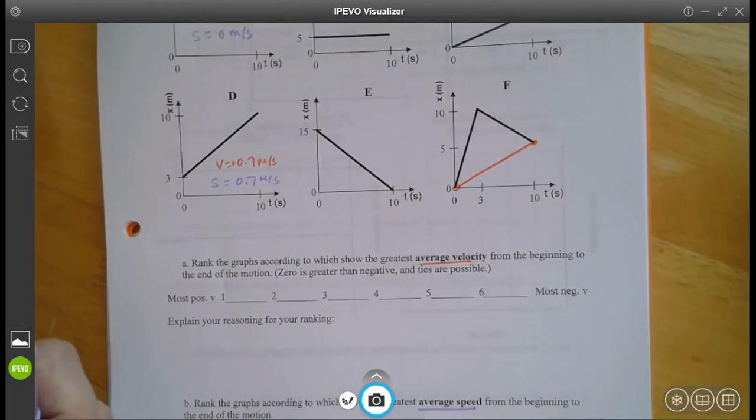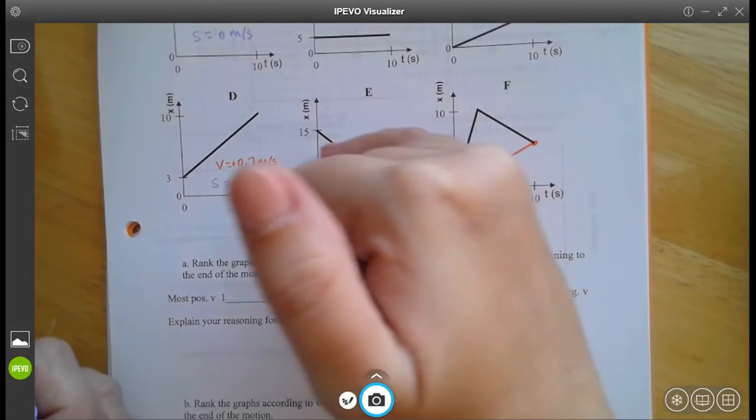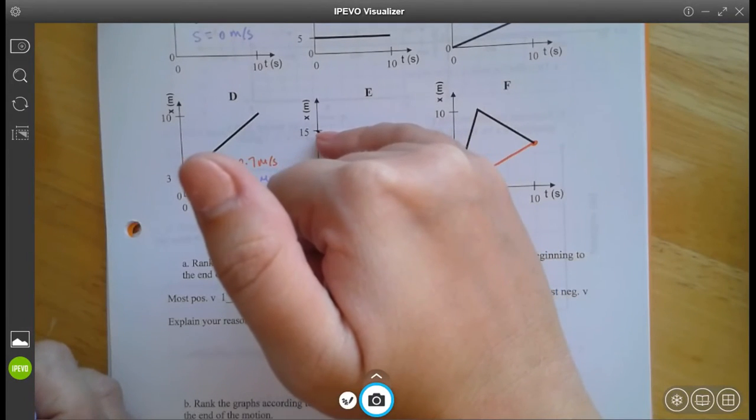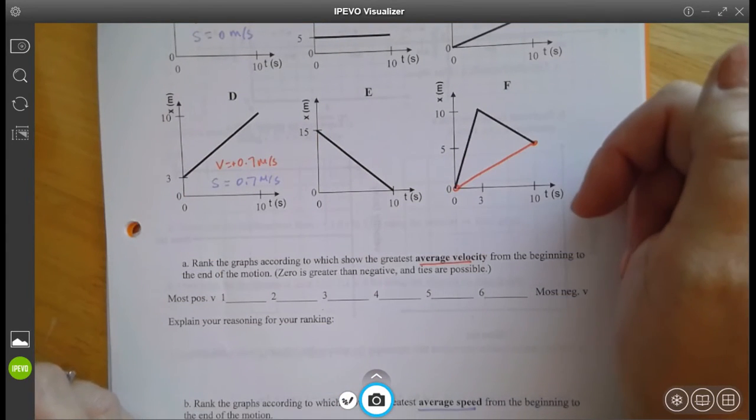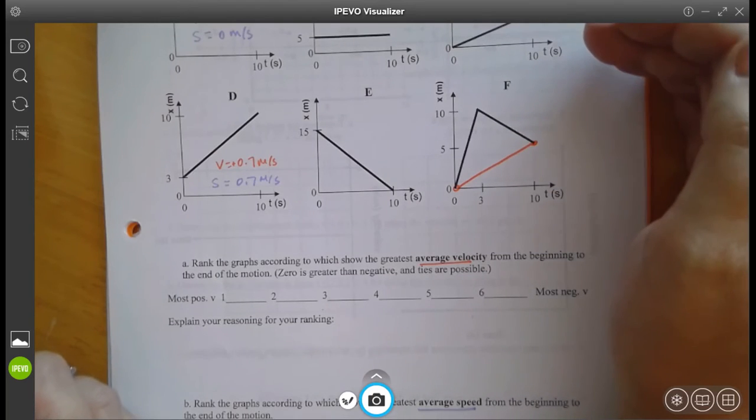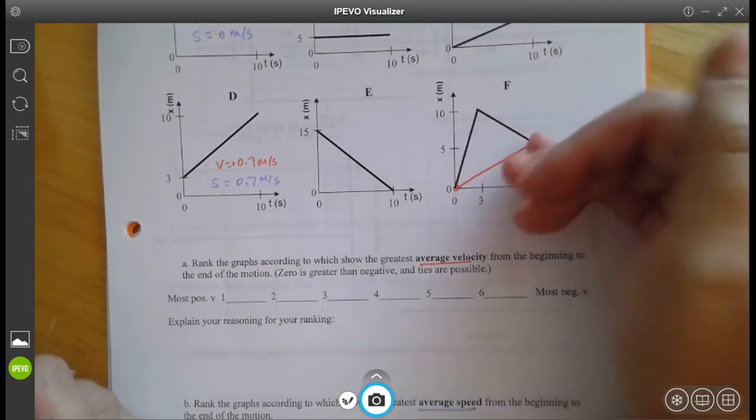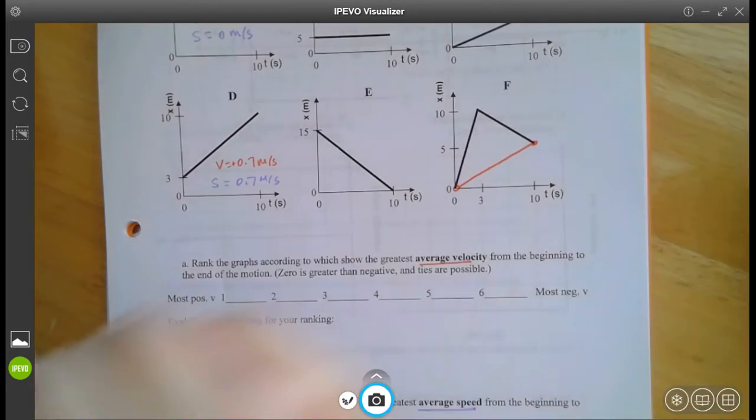E is going to have a negative slope because we're going to start from our final position, which is 0, and subtract from it 15. So our total displacement is going to be minus 15 meters, but the distance traveled is still 15 meters. So when we're looking at displacement, it's a negative value. When we're looking at distance, it's still a positive value.